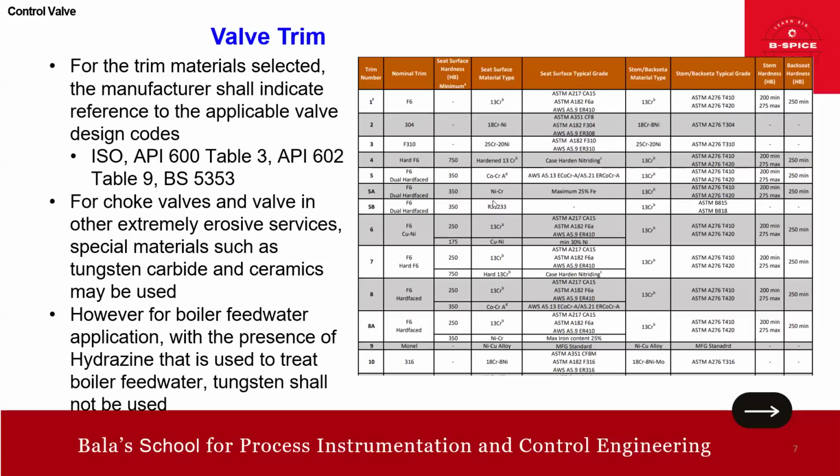And this is the look and feel of API 600 table 3, friends. You have the trim number, the nominal trim, the seat surface detail, the material surface, and the typical grade. I just put this as a reference. We should actually ask for this table when the vendor proposes, so that you can verify whether you have chosen the correct trim.